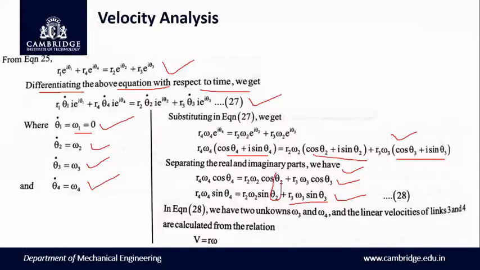Usually theta 2 will be given. So we need to find out theta 3 and theta 4. Theta 3 and theta 4 we found using configuration analysis. Theta 2 was given, and theta 3 and theta 4 can be calculated using configuration analysis. Now we can find omega 3 and omega 4 using the above simultaneous equations. And also you can find the linear velocity using the formula v is equal to r omega.